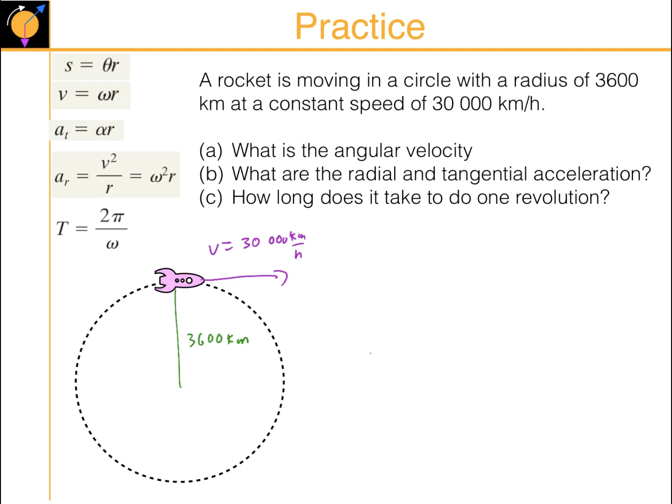So what is the angular velocity? Well, first let's write down everything we know. So v is equal to 30,000 kilometers per hour. I think we can do everything if we leave it in kilometers and hours. The radius is 3,600 kilometers. And it's moving at a constant speed, so that means the tangential acceleration is 0. Okay?